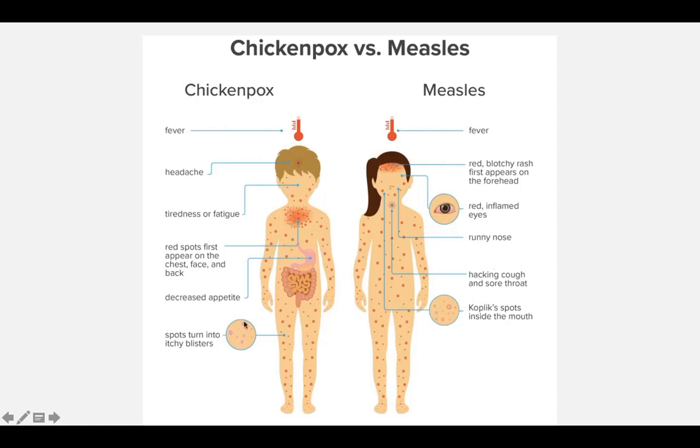These chickenpox spots turn into blisters and then they crust. You remember, they were vesicular. The vesicular blisters erupt, form superficial ulcers, and then crusts will be formed. But Koplik spots we have inside the mouth. So this can be a difference.